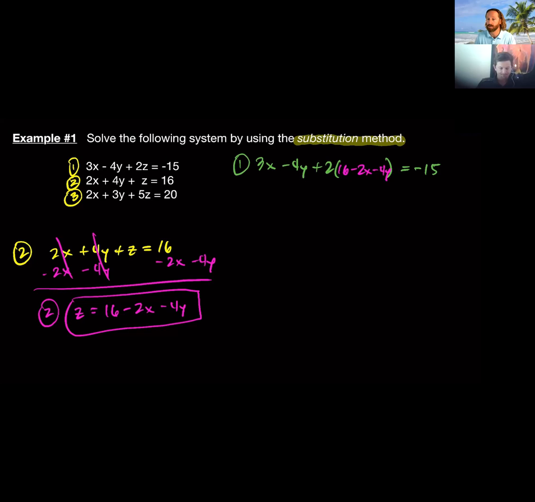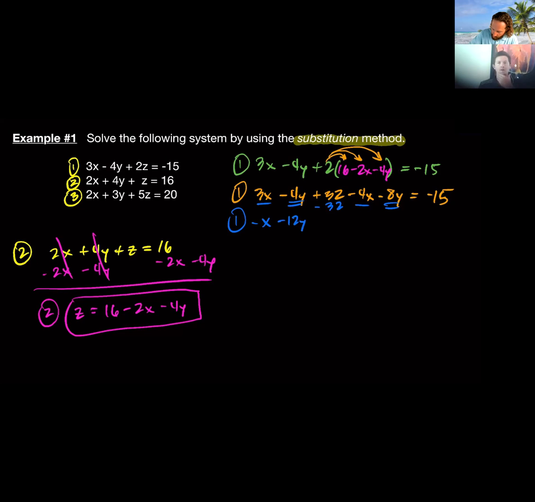And of course, what do we want to do with this? Clean it up, simplify. That looks nasty. All right, and how are we going to do that? We're going to start by getting rid of that parenthesis by doing the 2 times our z. So my equation 1 now looks like 2 times 16, which is 32, minus 4x minus 8y still equals my negative 15. But again, we can take that one step further and go ahead and combine our like terms, which gives me a negative x, negative 12y, and then I'm going to go ahead and move that 32 over so that it's equal to negative 47.